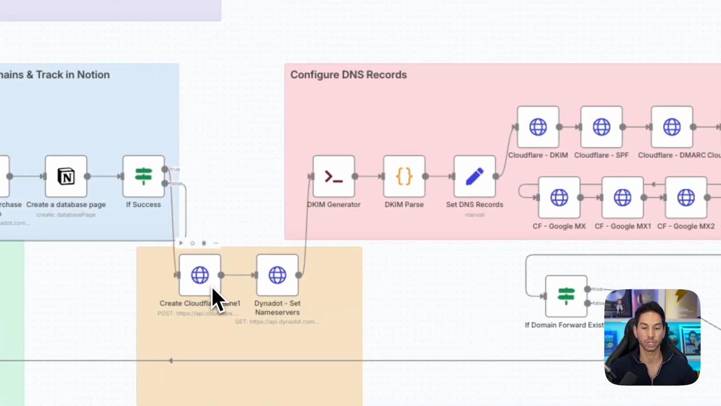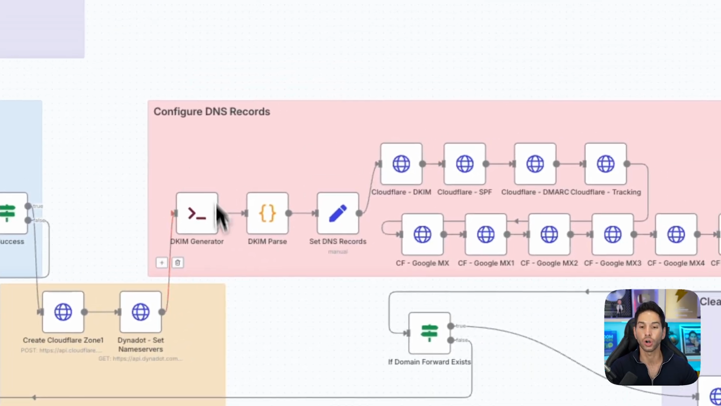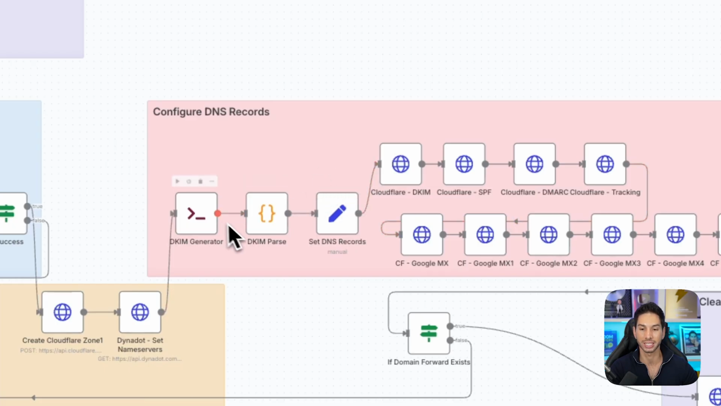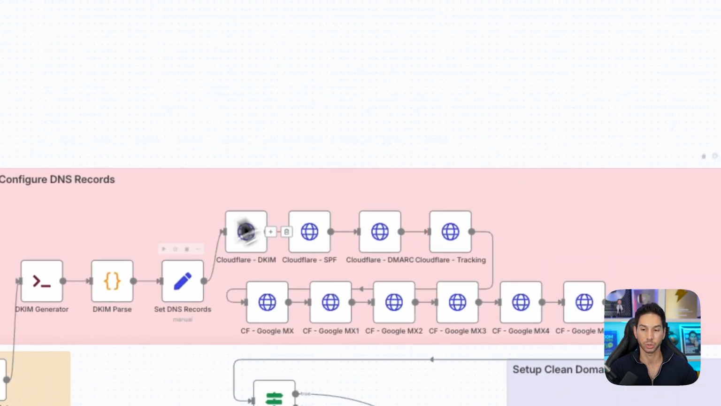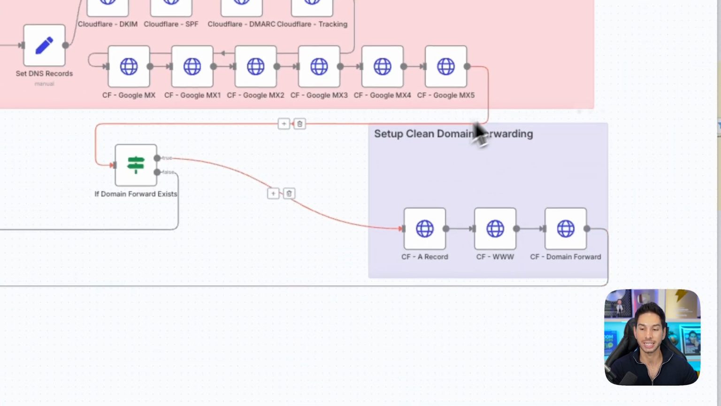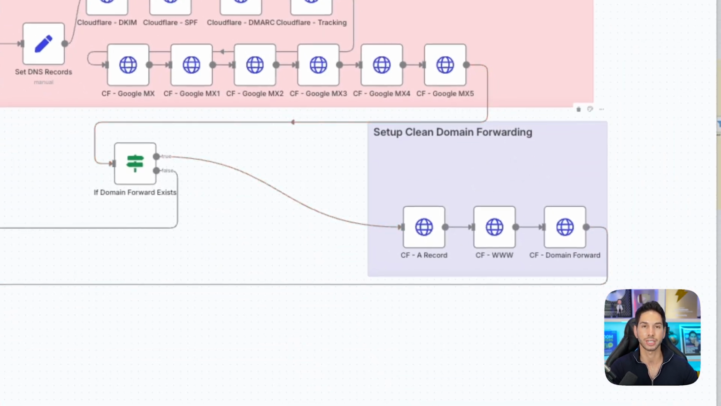So it's gonna create a zone inside of Cloudflare. It's going to set the name servers for Cloudflare. And then it's gonna generate all of the DNS records, including the DKIM, the SPF records, the DMARC. All of it is going to get put inside of Cloudflare as well as the Google MX records. All of these are steps my team no longer has to do. And then finally, it sets up clean domain forwarding inside of Cloudflare so that it's perfectly clean and undetectable.